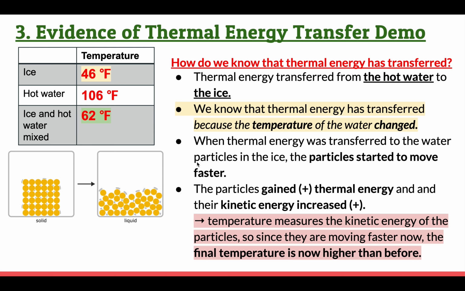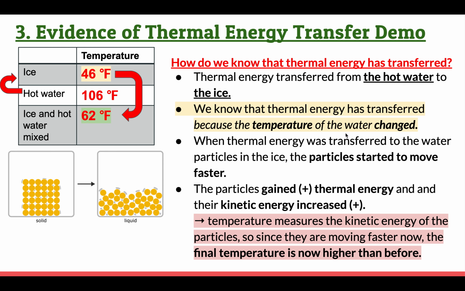All right, so how do we know that thermal energy has transferred? Well, thermal energy transferred from the hot water to the ice cube, because remember, it always goes from hotter to colder objects. Now, we know that thermal energy has transferred because the temperature of the water changed. The ice was at first 46 degrees, but it changed to 62 degrees Fahrenheit. That's how we know that thermal energy has transferred.